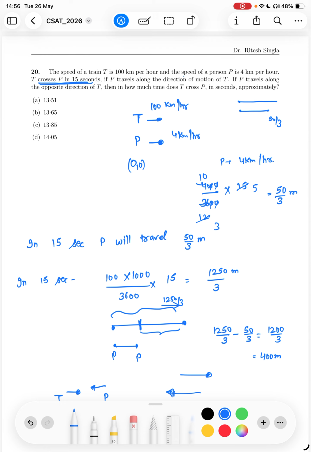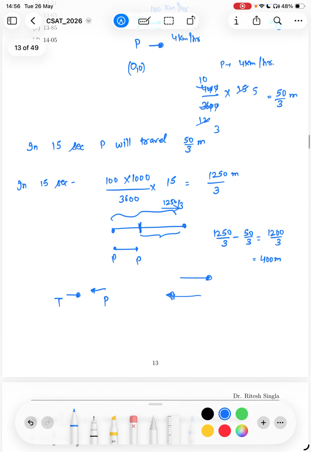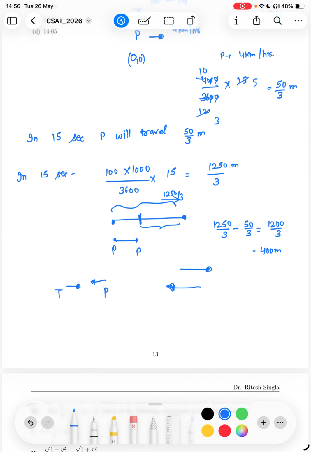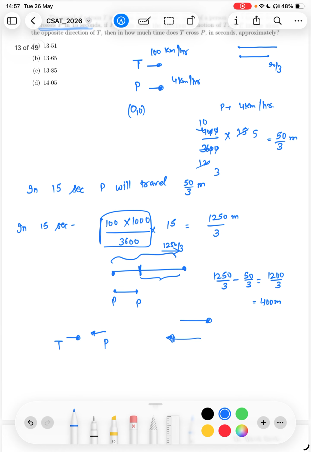First thing. Secondly, how much has the train traveled? That is 1250 upon 3, but the person traveled only 50 upon 3. So the rest of the distance which was traveled by the engine of the train is nothing but the length of the train. So the length of the train is 400 meters. So basically, why are we doing this? Because now the train is traveling at this speed, the person is traveling at somewhere 4000 upon 3600, and after each second the distance between them is getting reduced.